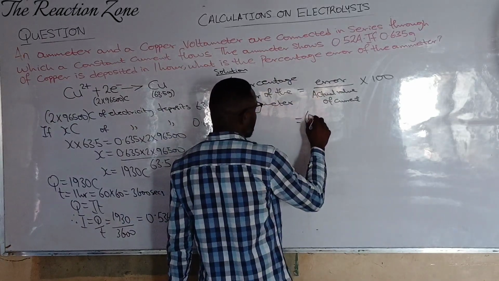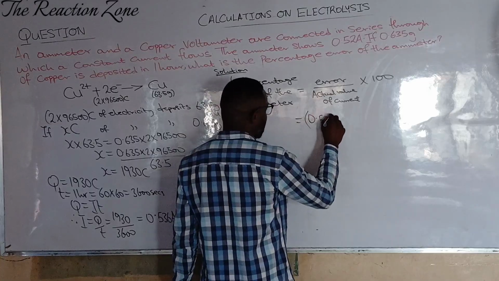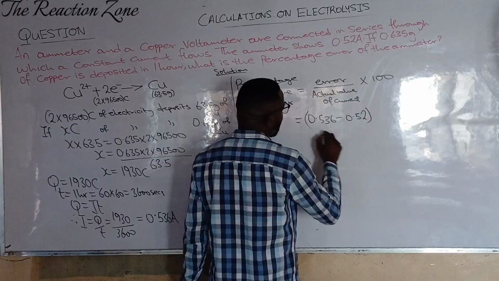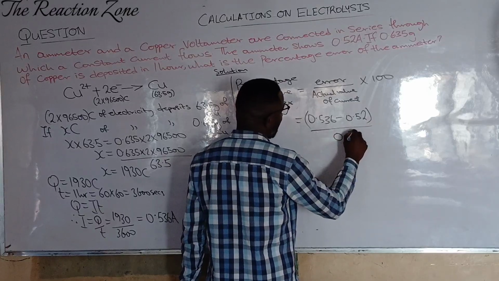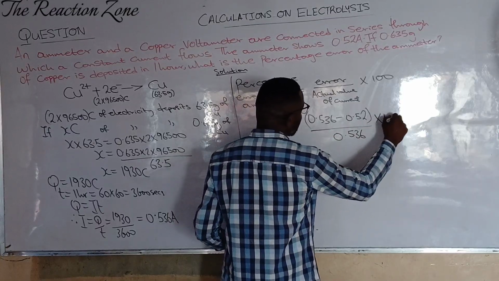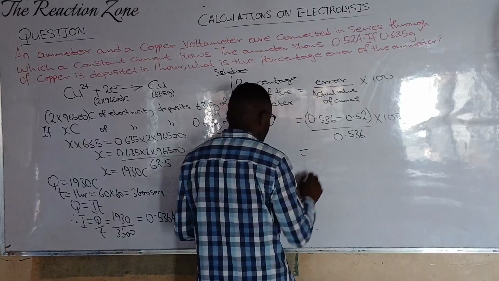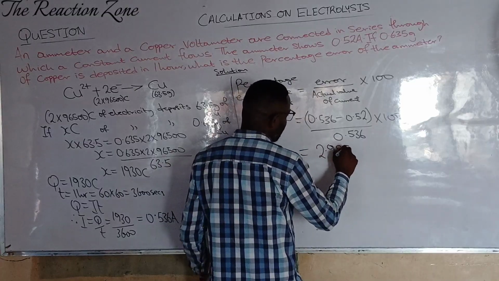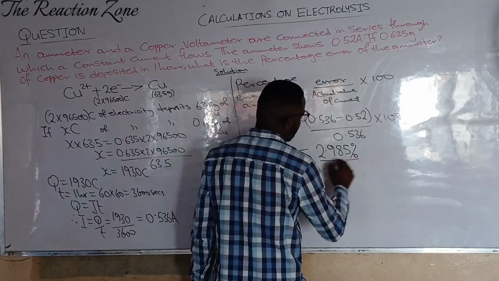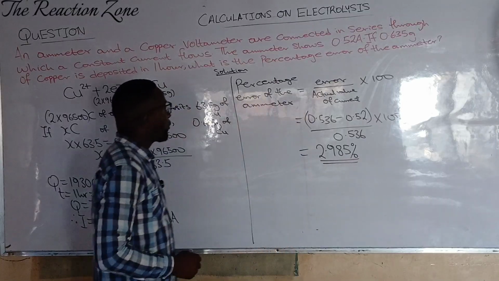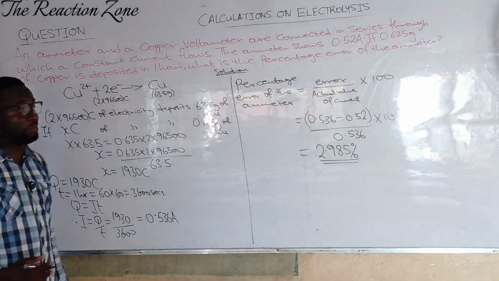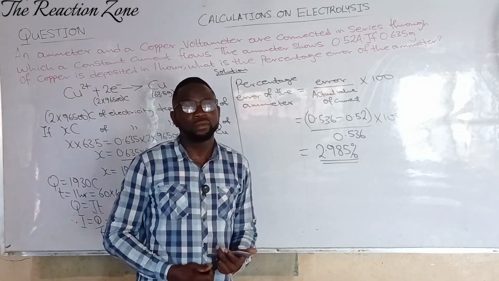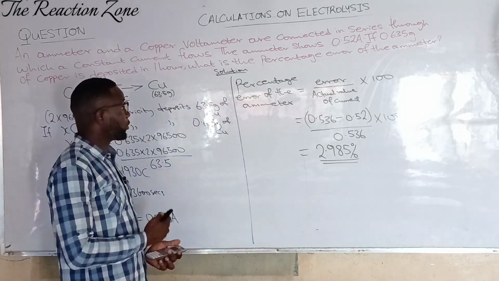So that is going to be 0.536 minus 0.52 divided by 0.536 multiplied by 100. And this is going to give us 2.985%. So, the percentage error of the ammeter is 2.985%.